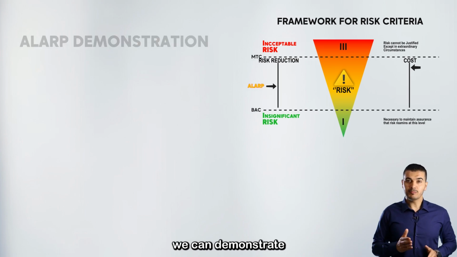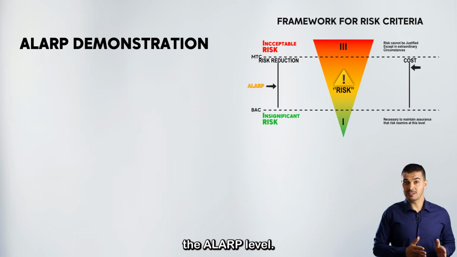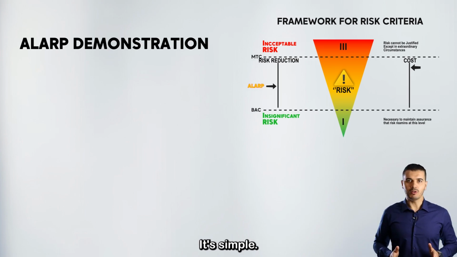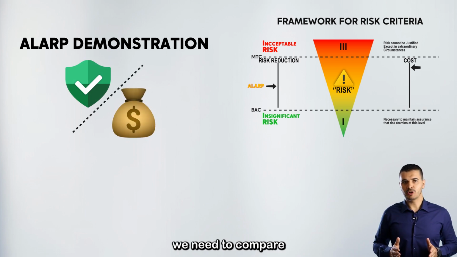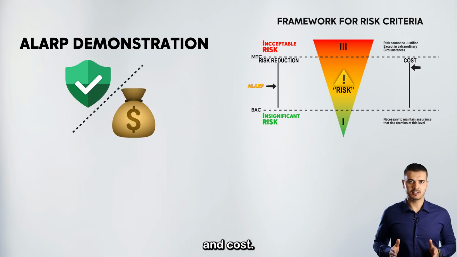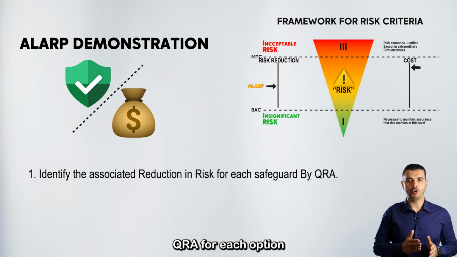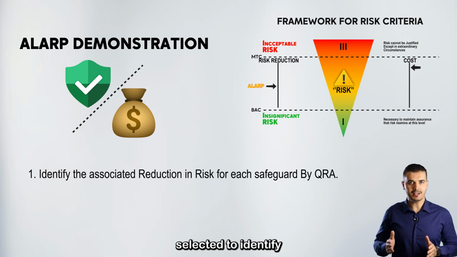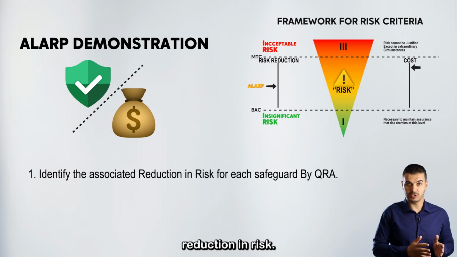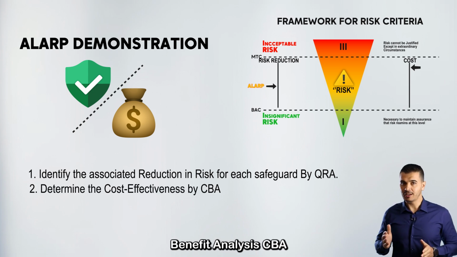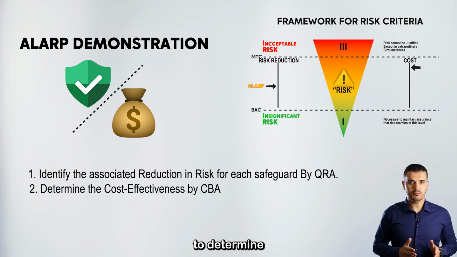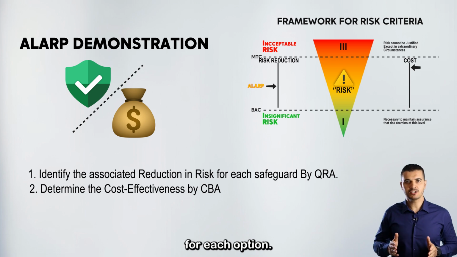Now, how can we demonstrate that we have reached the ALARP level? It's simple. After identifying possible measures, we need to compare their effectiveness and cost. We rerun the QRA for each option selected to identify the associated reduction in risk. Then, we apply the cost-benefit analysis (CBA) to determine the effectiveness of each option.